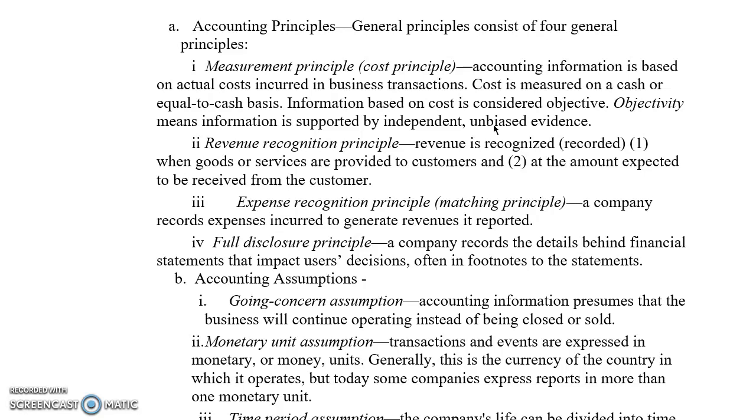Revenue recognition principle: revenue is recognized when goods or services are provided to customers at the amount expected to be received. Does this say anything about getting cash there? GAAP says we can record revenue when you have done whatever the customer asks you to do, and now you can be paid. You don't have to be paid. So you can record revenue even though you don't have the cash.